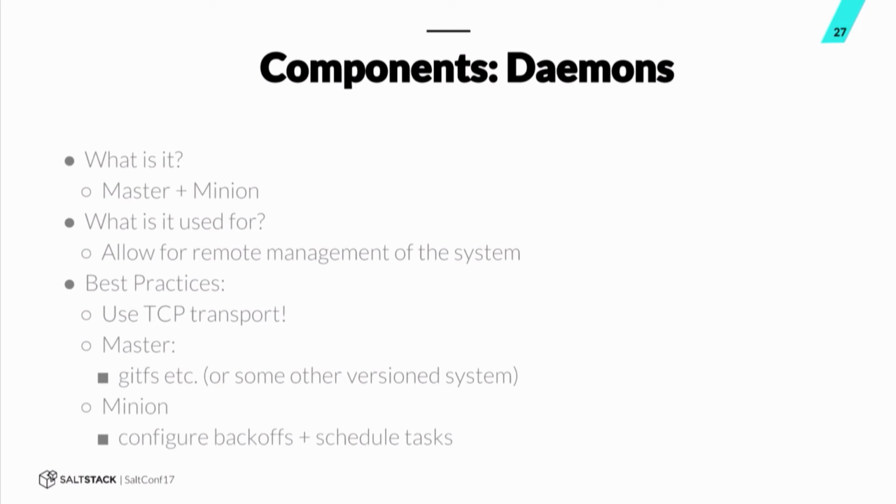And on the minion side, you want to make sure that you configure backoffs. So if the master is overloaded, you can configure what the exponential backoff will look like. And similarly, if you want to have any sort of scheduled tasks to run, configure those on the minion if you can. You can also configure them through the pillar, but if you have certain audit tasks, for example, you don't want to have to rely on the master being available for the audit to run.